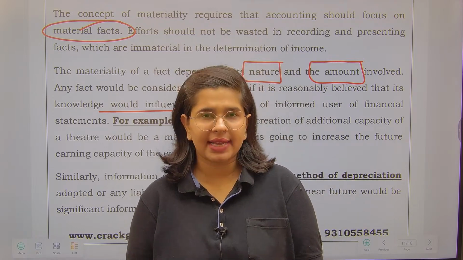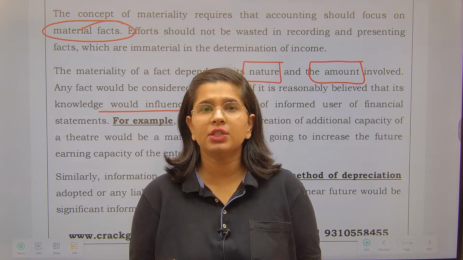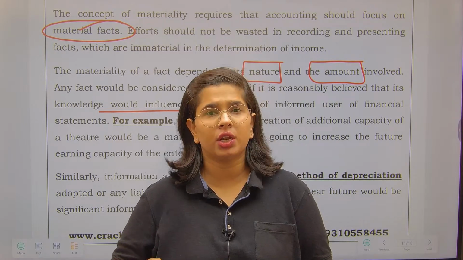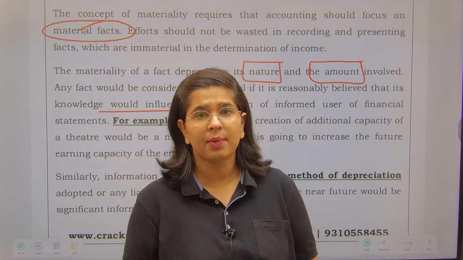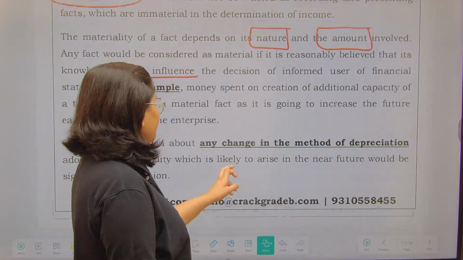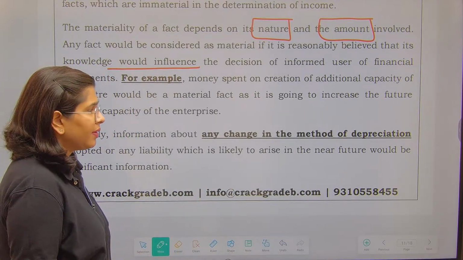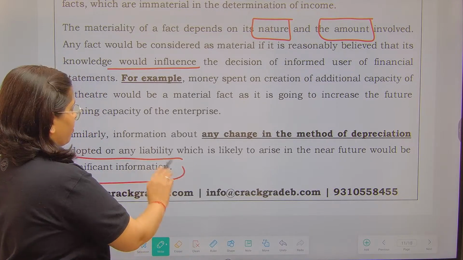So that is why this item will be considered as a material item if, on the basis of knowledge of this item, an investor or any particular user of financial statements might have changed his decision. Similarly, any change in the method of depreciation, any liability which is likely to arise in the near future, they will be significant information.